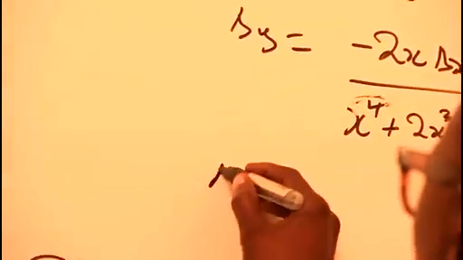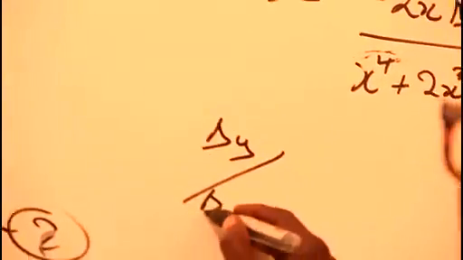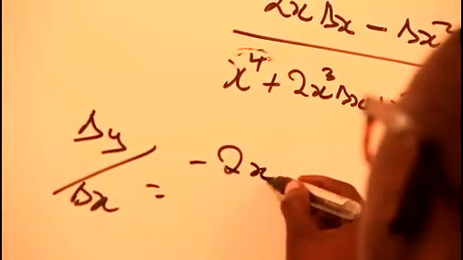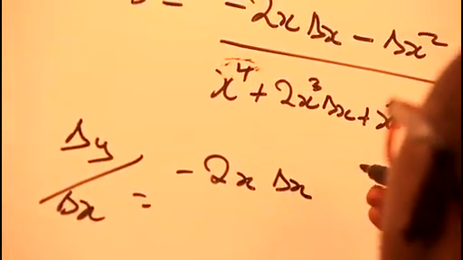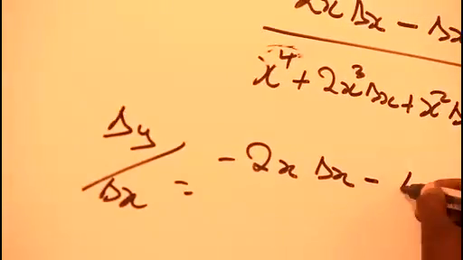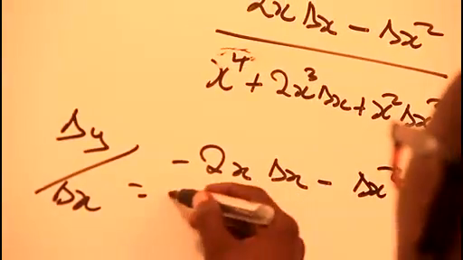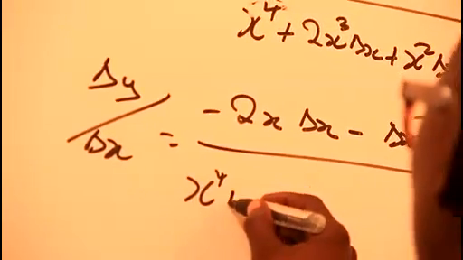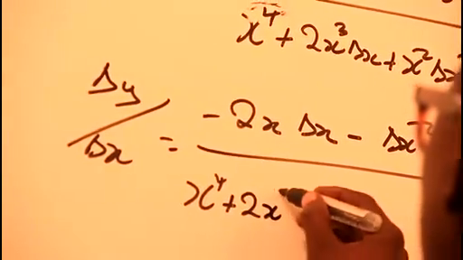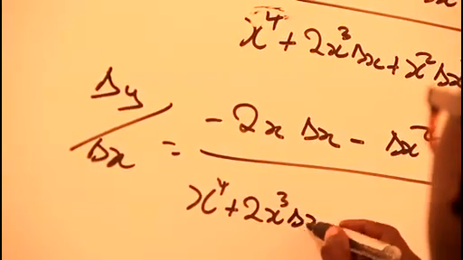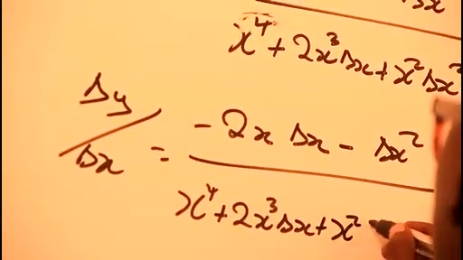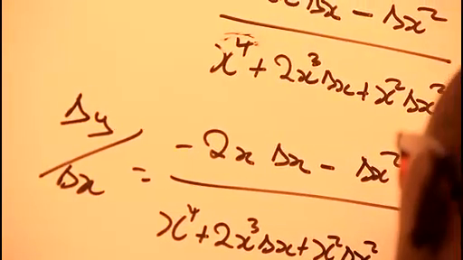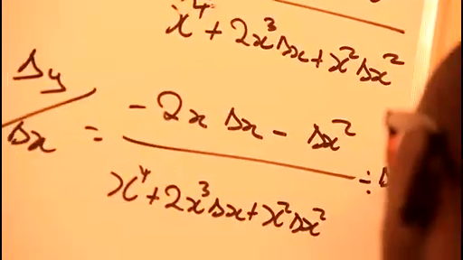If we are doing that, we now have Δy over Δx equal to minus 2xΔx minus Δx all squared, all over x to the power of 4 plus 2x cubed Δx plus x squared Δx all squared. Then we divide by Δx.